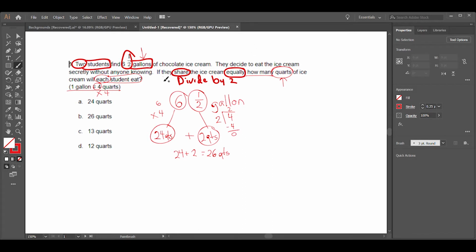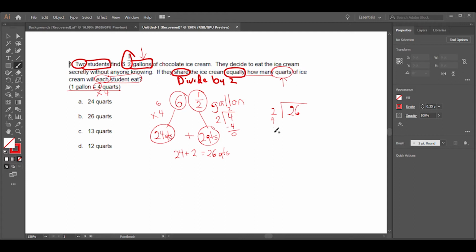Alright, and notice that one of my answers is 26 quarts, but have I really answered the question? The question is, if they share the ice cream equally, how many quarts of ice cream will each student eat? So I'm only out to find out how much one student eats, one student, and I have to divide by 2. All right, so the second step is take my 26 quarts and divide that by 2.